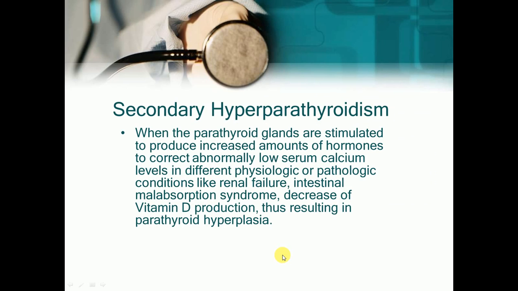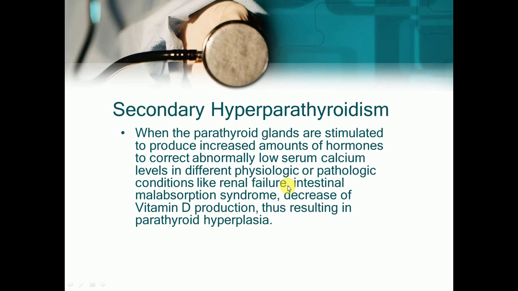While in case of secondary hyperparathyroidism, the parathyroid glands are stimulated to produce an increased amount of hormone to correct abnormally low serum calcium level in different physiological or pathological conditions like renal failure, intestinal malabsorption syndrome, and decreased vitamin D production, thus resulting in parathyroid hyperplasia. This is the secondary form of hyperparathyroidism.